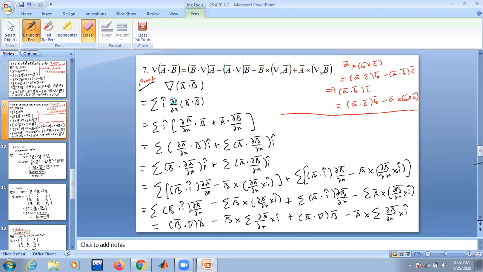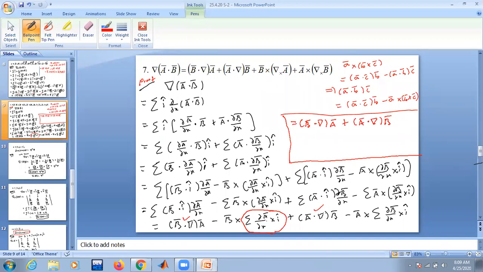Finally, see here, I can write the first term as B · del of A, and this term is over, and this I can write as plus A · del of B. Okay. Now what is Σ ∂A/∂x × i? Can you identify this? It is not curl A. Curl A is i × ∂A/∂x, but this is ∂A/∂x × i.